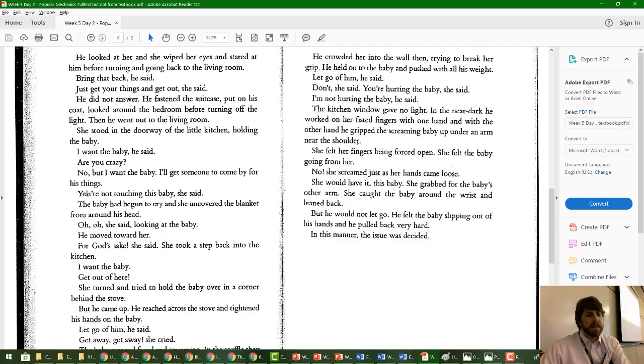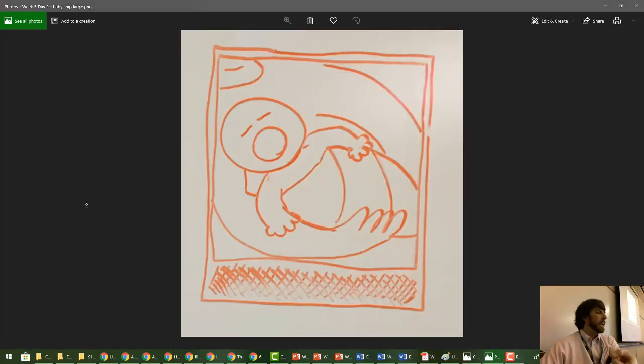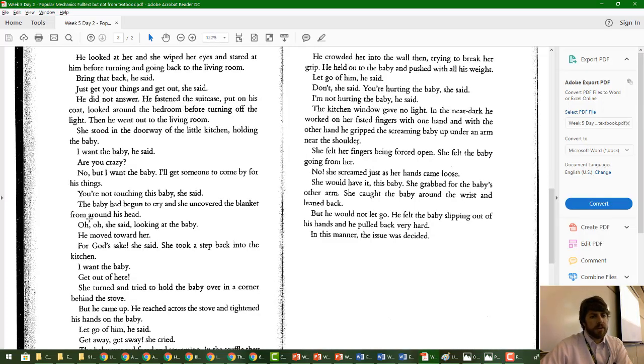You're not touching this baby, she said. Baby had begun to cry, and she uncovered the blanket from around his head. Oh, wait, that's an action. Oh, but that's what's happening in the photo. She's uncovered the baby from around his head, and he started crying. A little de-swaddling going on. Looks like he's crying to me. Yep.